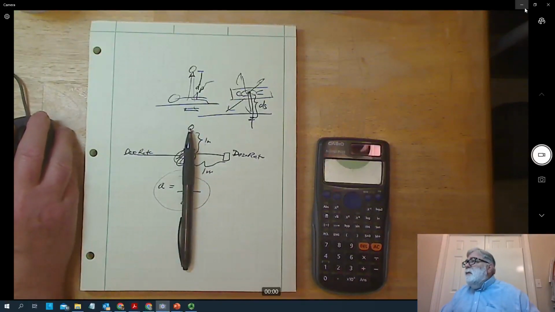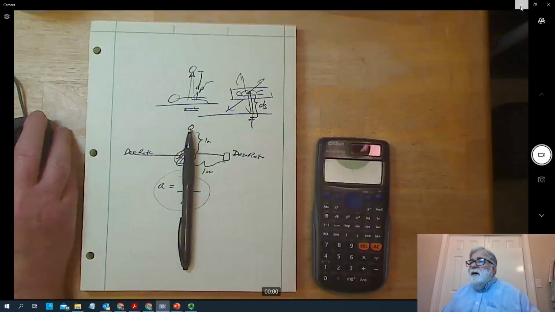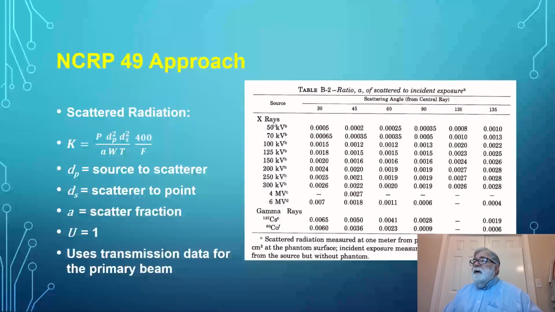Let's go back to our values, so these are the values that are published in NCRP 49. They're still used, although in a slightly different way. It's really good data. So you can see that it's always about 1,000th, a few times 1,000th. That's how much scatters. This is all based on a 400 square centimeter scattering area.